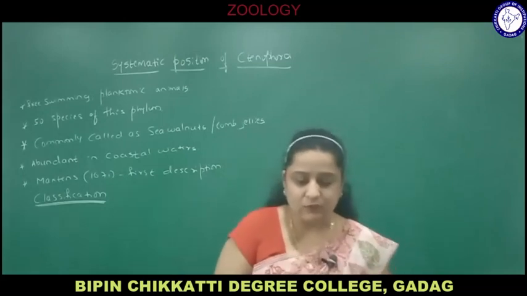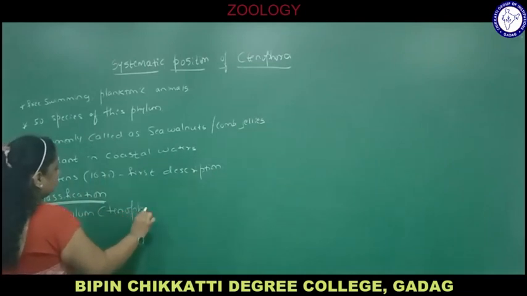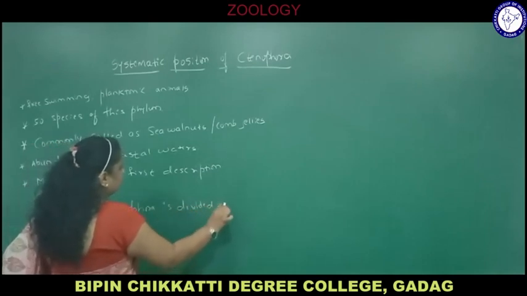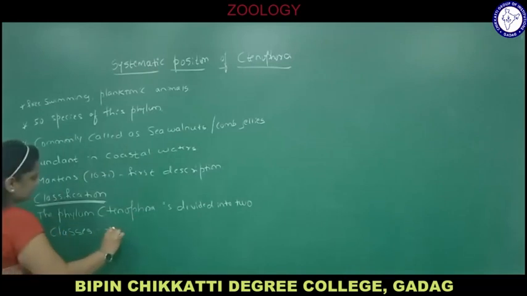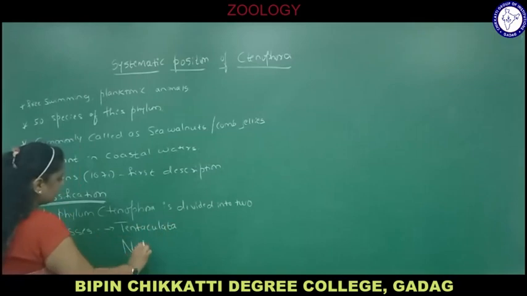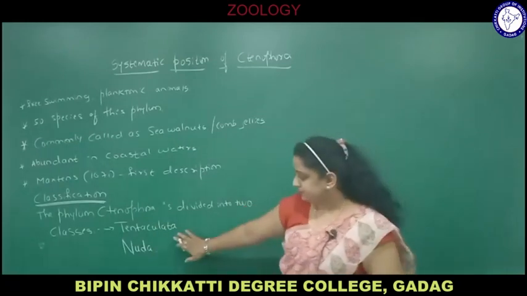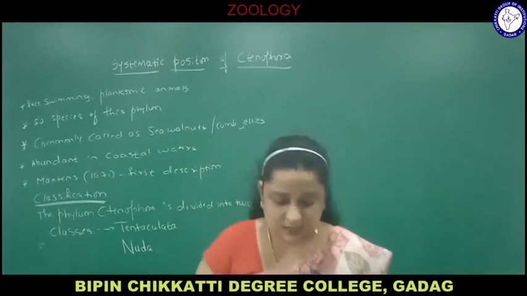The phylum Ctenophora, where the C is silent, is divided into two classes: Tentaculata and Nuda. First we will see the class Tentaculata.